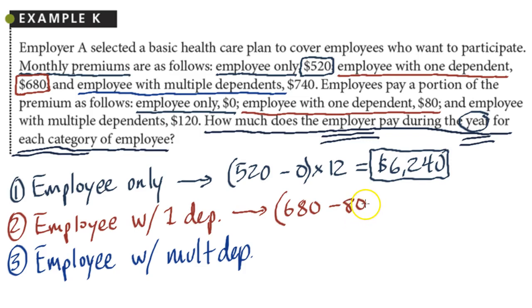So we have to subtract that amount to figure out the employer amount that is covered. If the premium is $680 and the employee is covering $80 of it, that leaves the employer portion. And again, this is on a monthly basis, so to find the annual amount, we need to multiply by 12. Okay, so we multiply by 12 and we get $7,200.